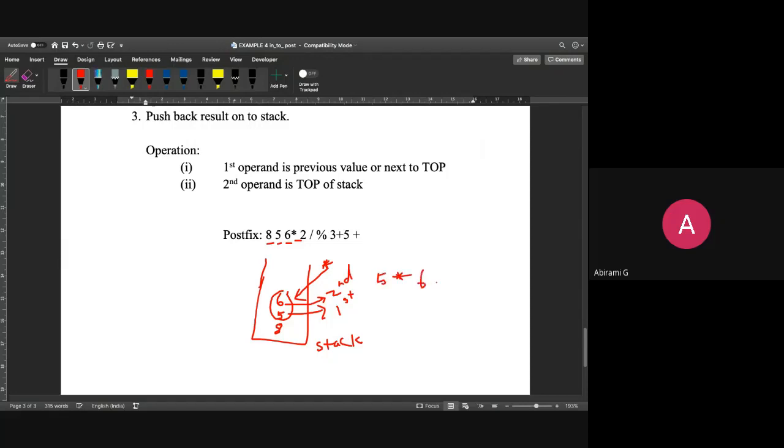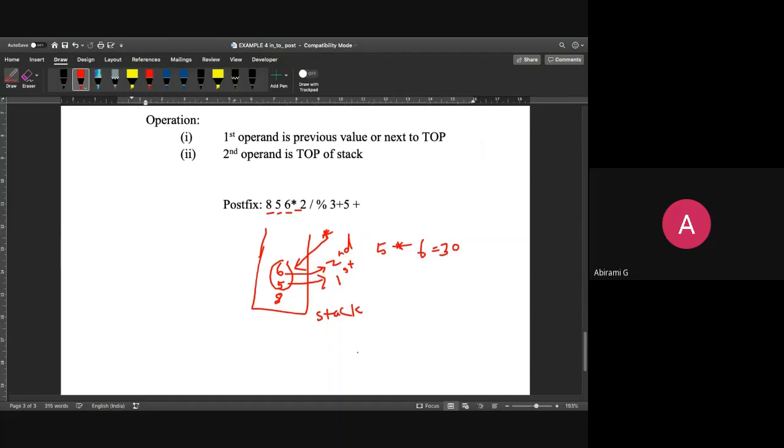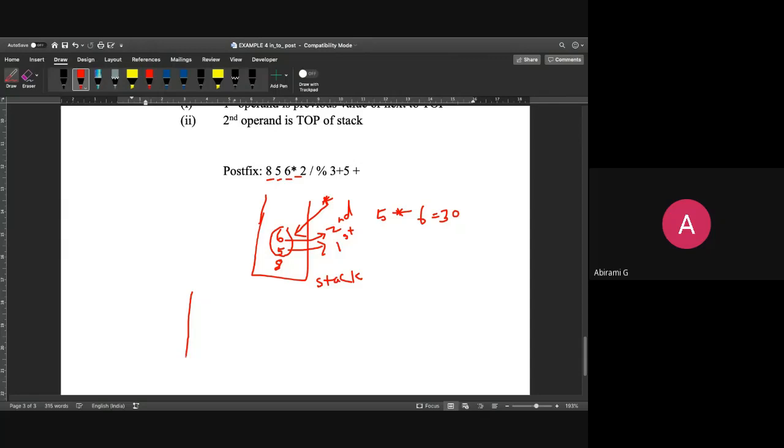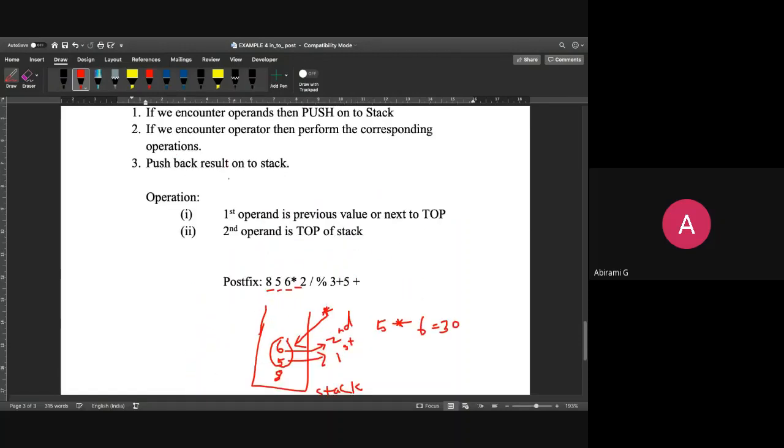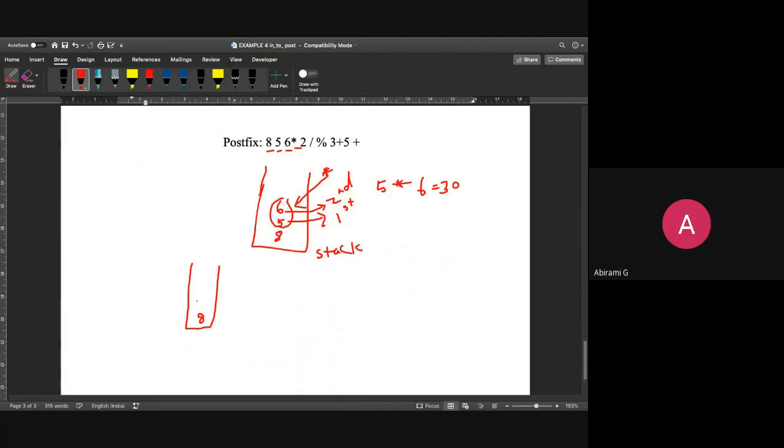5 into 6 is 30, so we have to write 30 here. We have to place 30 back onto the stack. Push back result, what is the third rule? The third rule is push back result onto stack. This is our result 30, so push it back to the stack.